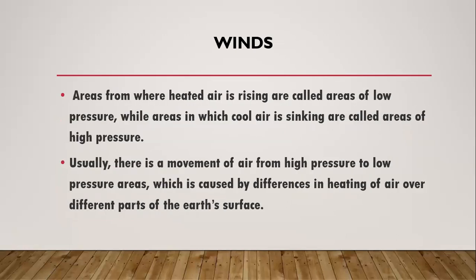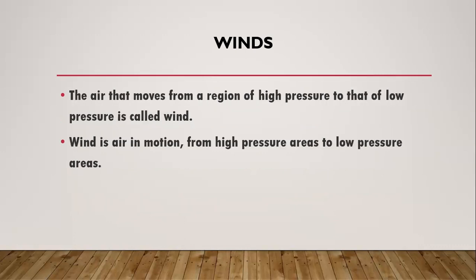Now, the areas from where the heated air is rising are called areas of low pressure, while the areas in which cool air is sinking are called areas of high pressure. Usually there is a movement of air from the high pressure to the low pressure areas, which is caused by the difference in the heating of air over different parts of the Earth's surface. The air that moves from a region of high pressure to one of low pressure is what is called wind. So basically, wind is the air in motion from high pressure areas to low pressure areas.